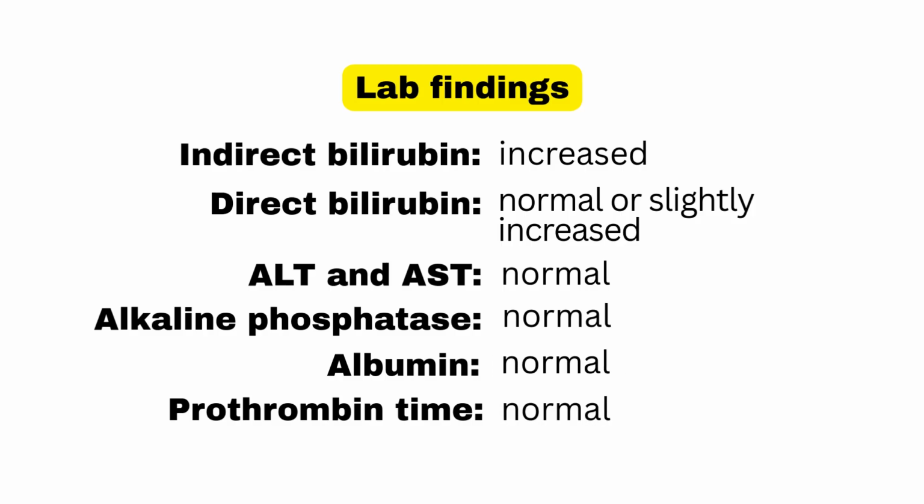So, in this video, we'll learn what jaundice is, how bilirubin is formed and metabolized in the body, and most importantly, how to differentiate between hemolytic, hepatocellular, and obstructive jaundice based on their pathophysiology and laboratory findings.